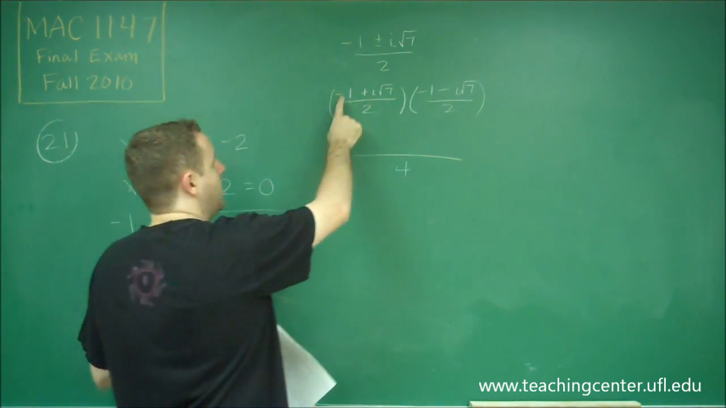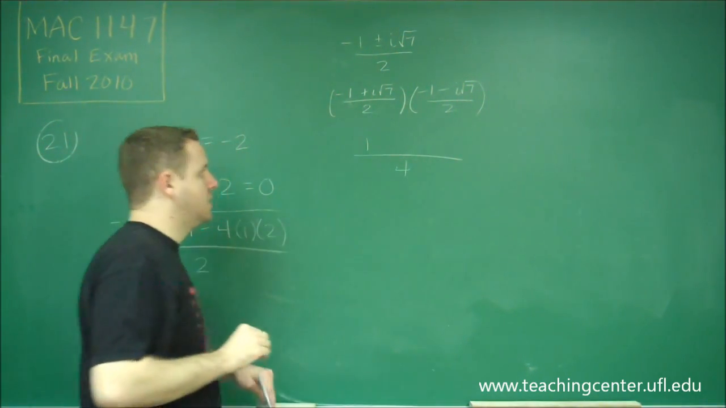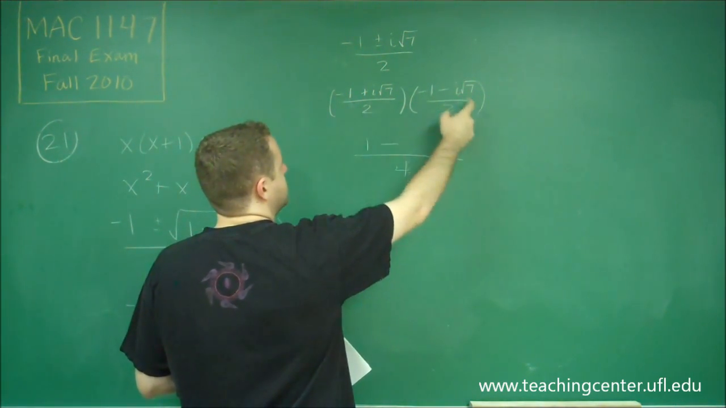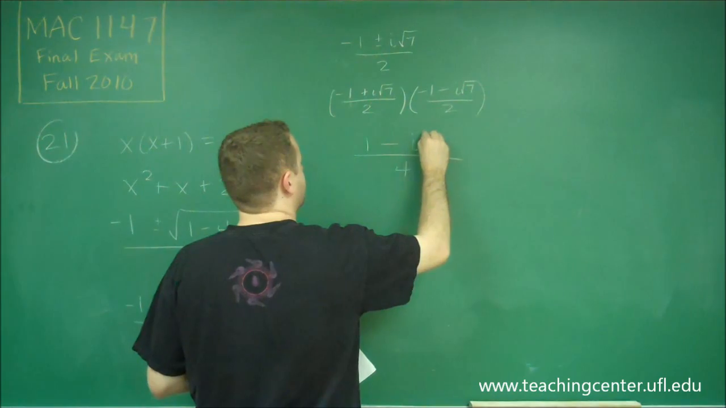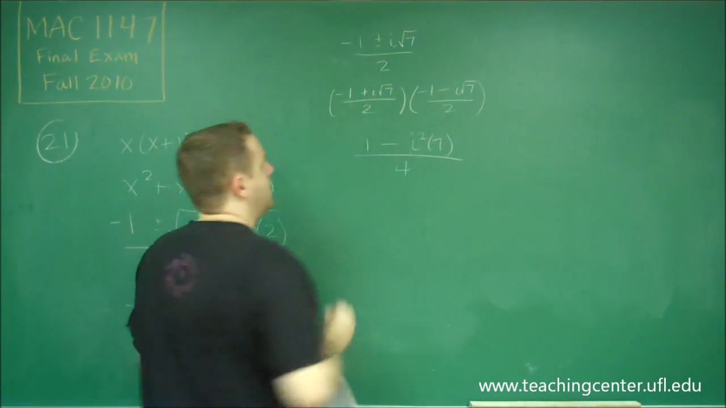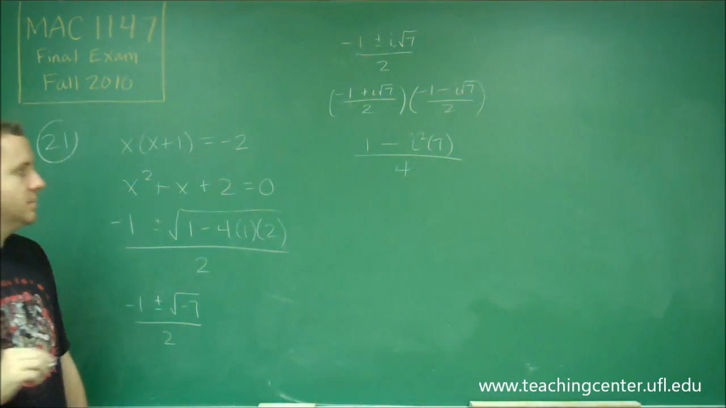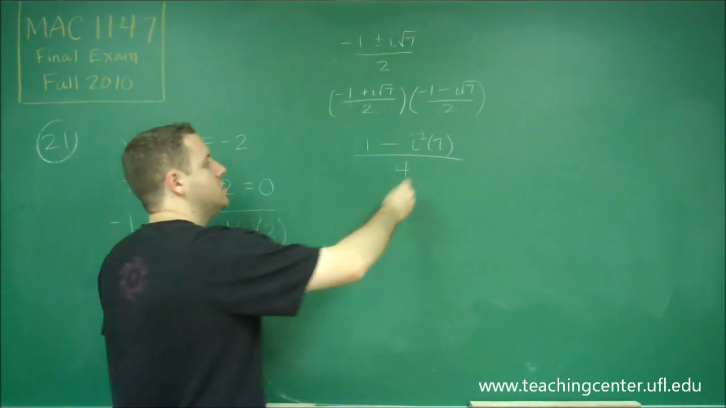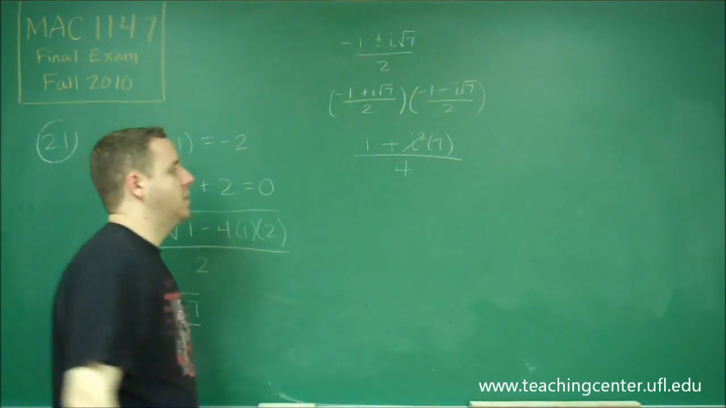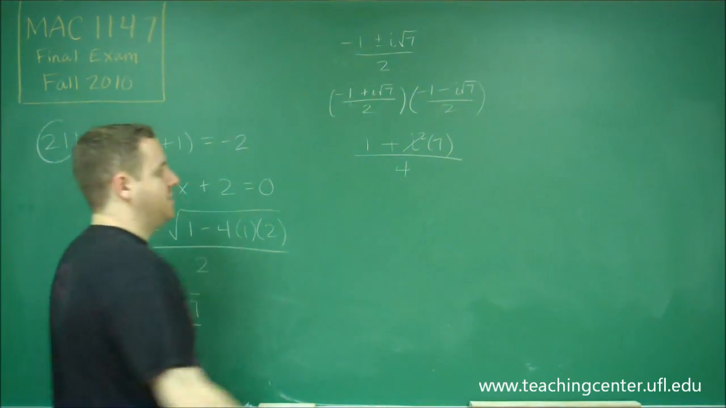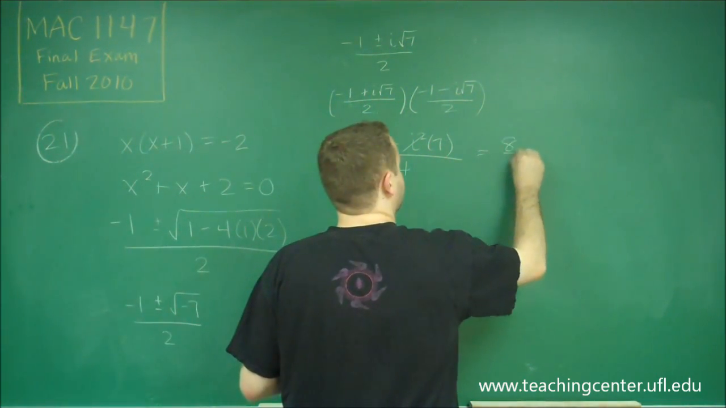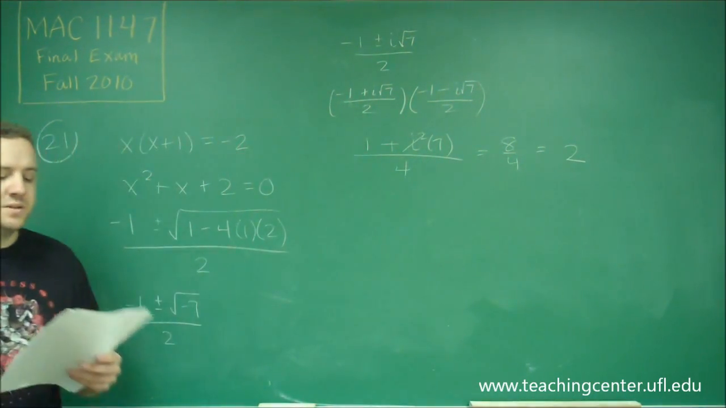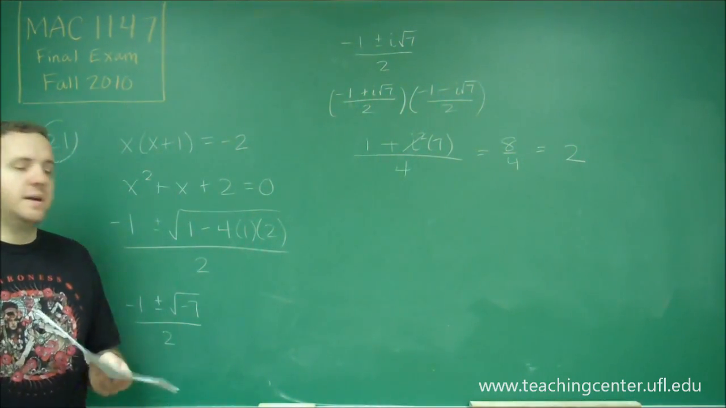So the first term squared, negative 1 times negative 1, gives us 1. Then we're going to get minus the second term squared. i root 7 times i root 7 would be i squared times 7. Finally here, i squared is negative 1, so this is going to cancel and just make that plus. So we're going to get 1 plus 7 over 4, which is 8 over 4, which is 2. So our answer there is answer choice B.